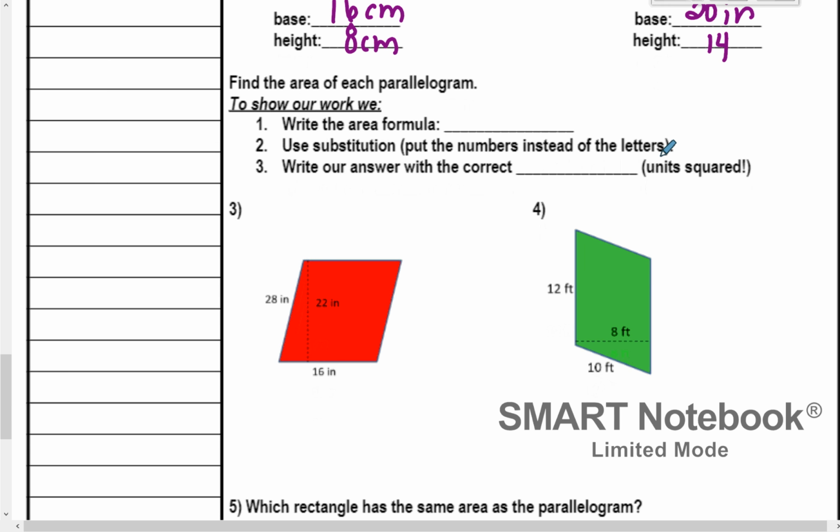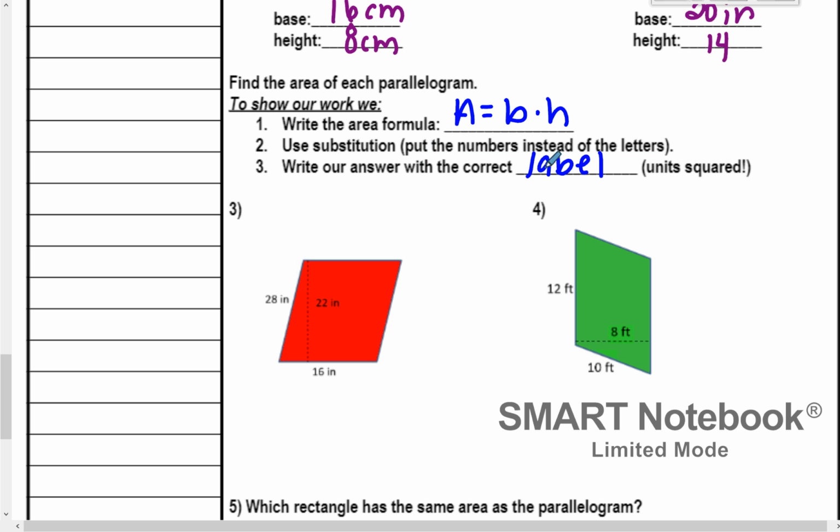Okay. To show our work for the area of a parallelogram, we have to be very picky. On a quiz or test, each one of these problems is going to be worth 3 points. 1 for writing the area formula, area equals base times height. 1 for using substitution, so putting in the number for the base, so for example, up here it would be 16 times 8, putting in the number for the height, and then writing your answer with the correct label. Okay, and that is where you're going to get those 3 points.